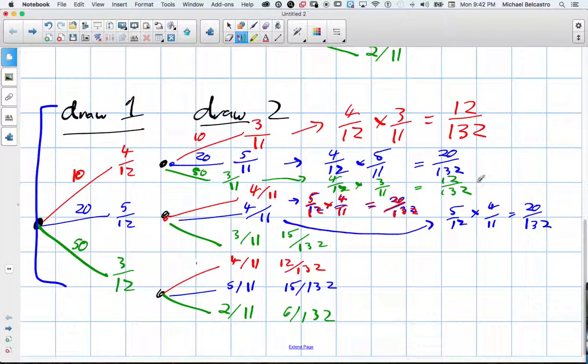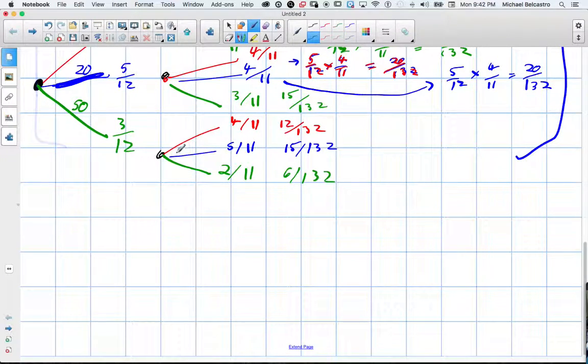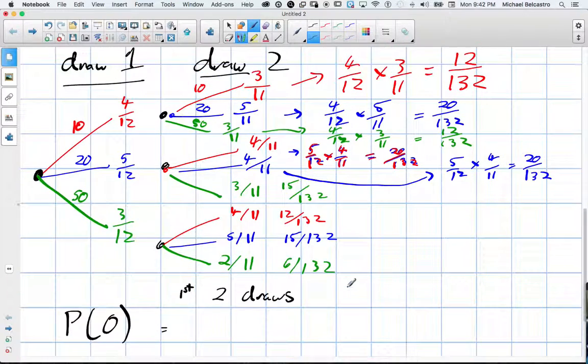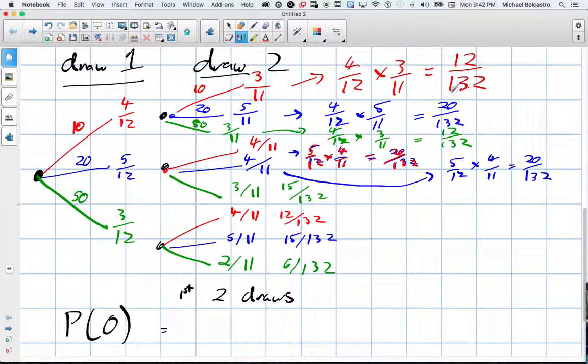So now the question's asking us to calculate the probabilities of the $20 certificates. And really what they're asking is what's the probability of having no $20 certificates in your first 2 draws. So in other words, we have to add up all the probabilities where we get no $20 certificates. As you can see, we calculated them here. This first route, where you draw a 10 and then you draw another 10, is a 12 in 132 chance. The probability you draw a 10 first and then a 20 is a 20 in 132 chance.